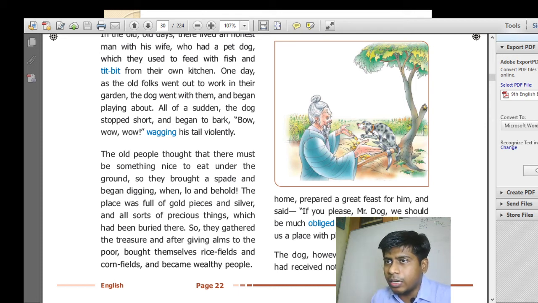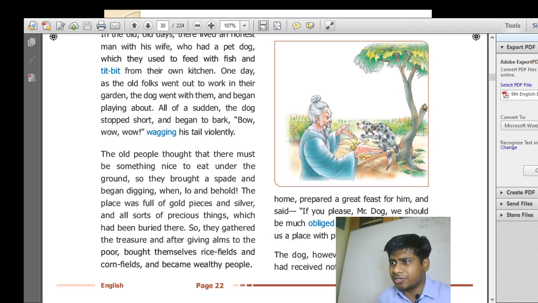Okay, now what happened here? The old people thought there must be something nice to eat. The dog sniffed something and was barking and wagging his tail violently. That means they thought there might be something nice to eat. That's why the dog is barking and wagging his tail. So they brought a spade. A spade is a tool we use to dig, I hope you know, and began digging. And behold, the place was full of gold pieces and silver and all sorts of precious things. They got a treasure which was buried there.